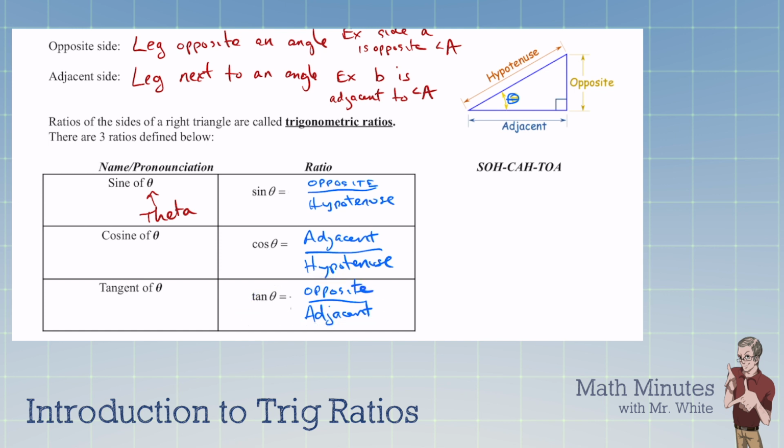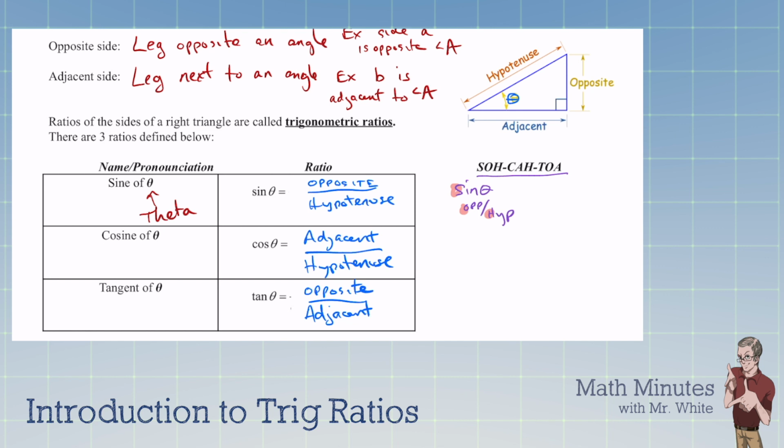Now, a lot of students have a nifty way of remembering this. It's called SOH-CAH-TOA. You see how sine is opposite divided by hypotenuse. You see the SOH-CAH-TOA there? S-O-H.